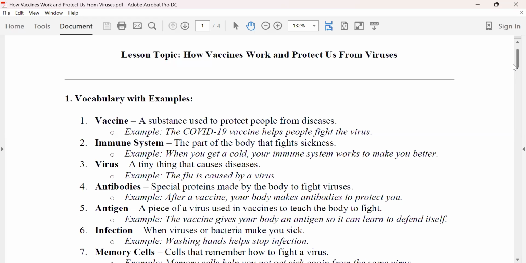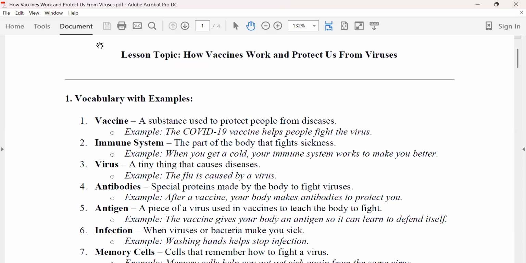Virus. Number one, vocabulary with examples. Number one, vaccine is a substance used to protect people from diseases. Example, the COVID-19 vaccine helps people fight the virus. Number two, immune system, the part of the body that fights sickness. Example, when you get a cold, your immune system works to make you better.